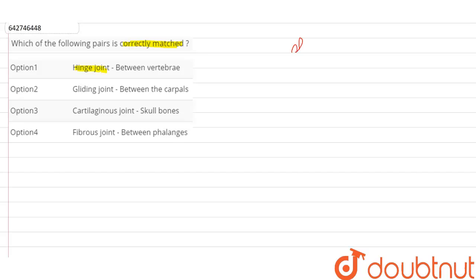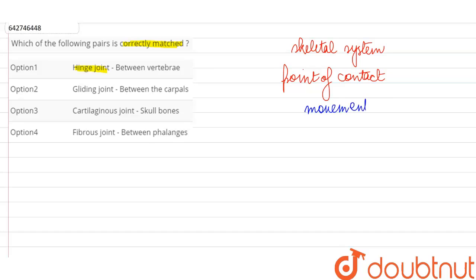So we all know that joints are a very important element in our skeletal system, and a joint is like a point of contact between two bones, and the type of articulation that is there between these two bones at the joint will determine what kind of movement is possible of these two bones with respect to each other.